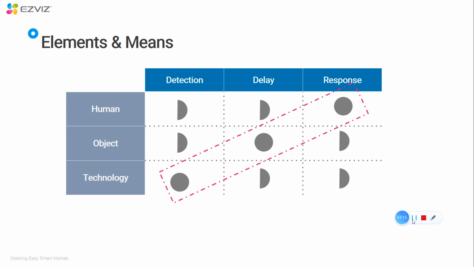Each method has its corresponding advantage. For example, the advantage of human is that the reaction speed is very fast. The advantage of objects is that they can prolong the duration of the event. And technology can play a very good role in preventing the occurrence of the event.